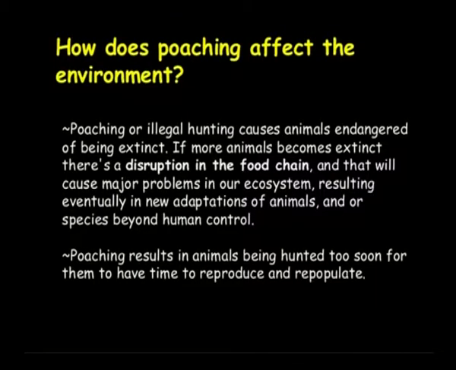How does poaching actually affect the environment? Illegal hunting causes animals to become endangered and then extinct. If more animals become extinct, then there's definitely a disruption in the food chain, and that will cause major problems in our ecosystem, resulting eventually in new adaptations of animals or species beyond human control. Poaching results in animals being hunted too soon for them to have time to reproduce and repopulate.